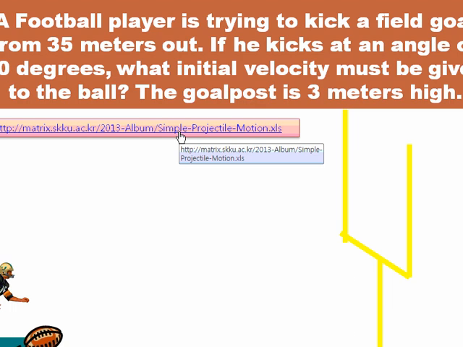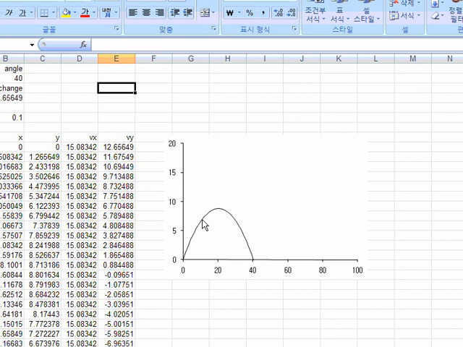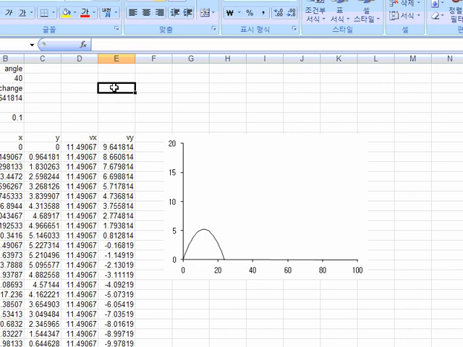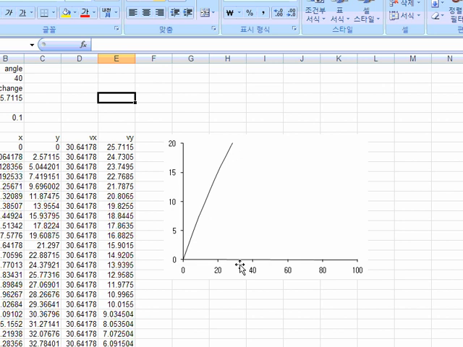So I made an Excel file to simulate those situations. For example, with the angle 40, if we hit it, make a copy of this. See here. If we make the velocity 10 with the angle 40 degrees, then this doesn't go far enough. It may not even reach the height of 3 meters to pass it. If the velocity is 15, then it goes as far as 5 meters, but it may still not reach 3 meters when it passes through the post. But if we make it 40, something like this, then it will be enough to go through it.